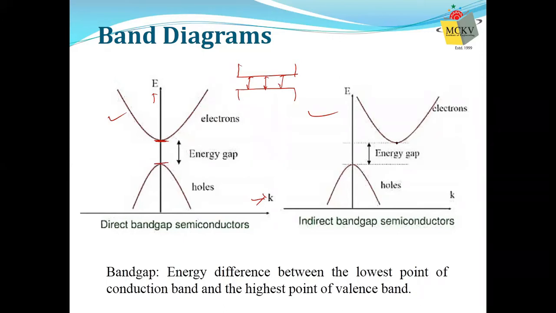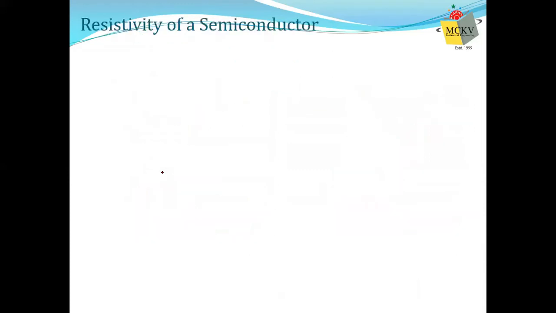It is the energy difference between the lowest point of the conduction band and the highest point of the valence band. Or in other words, it is the minimum energy difference between the conduction band and the valence band. So that is the better way to define the band gap. Either we say it is the energy difference between the lowest point of the conduction band and the highest point of the valence band, or we can say it is the minimum energy difference between the conduction band and the valence band.